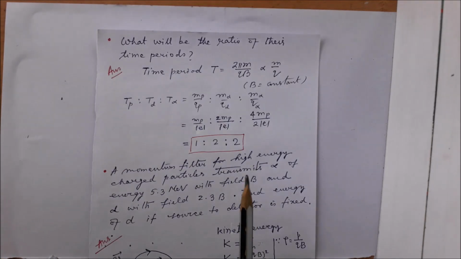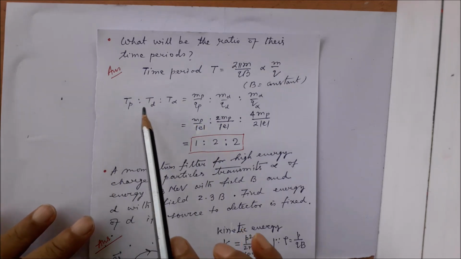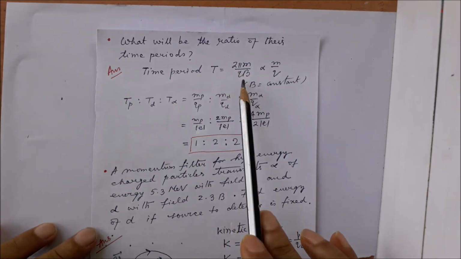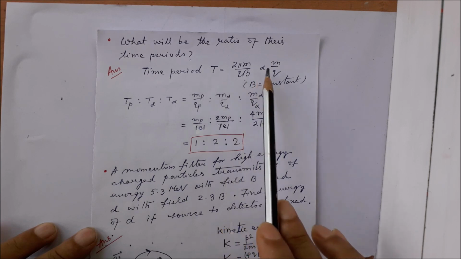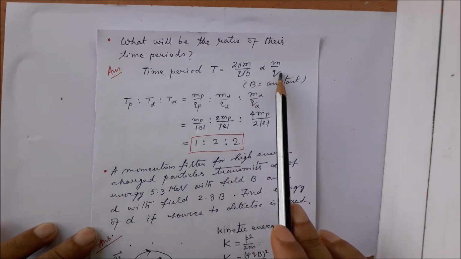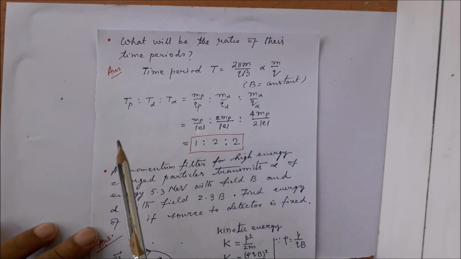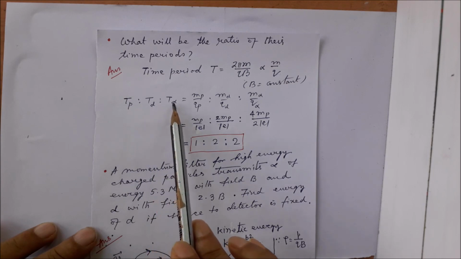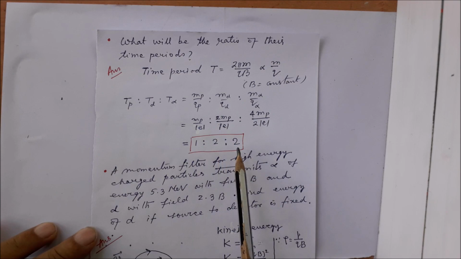We will now try to find the ratio of the time periods of those three particles, namely proton, deuteron and alpha. The expression of time period is 2 pi m by qB, and since B is same, therefore time period is proportional to m by q. Now m and q of each particle are known, so again as in previous problem we take the ratio. So Tp is to Td is to T alpha. This is the ratio of the time periods. This turns out to be 1:2:2 if we put the values correctly.